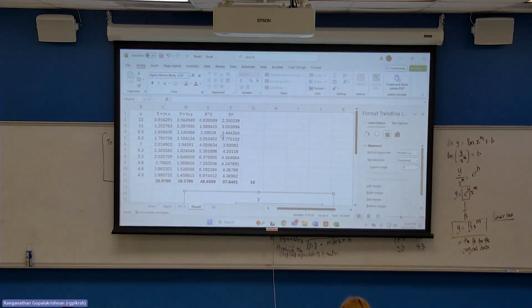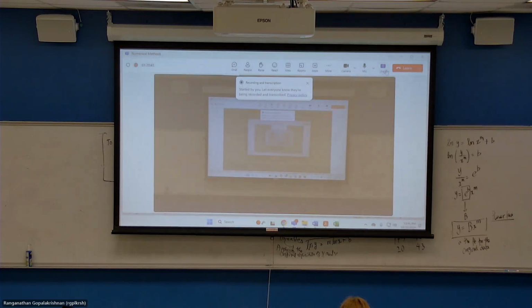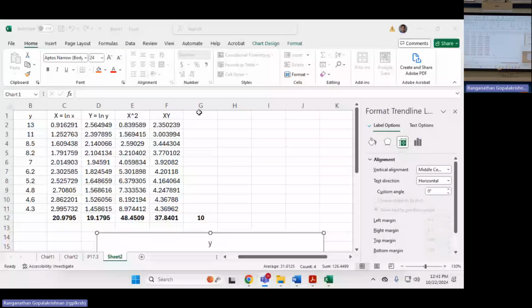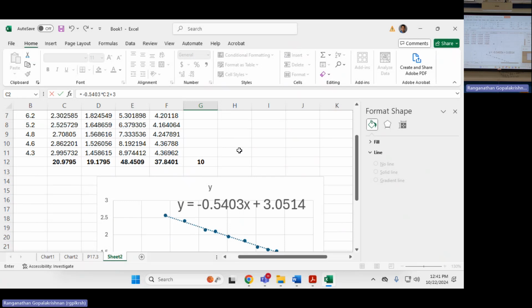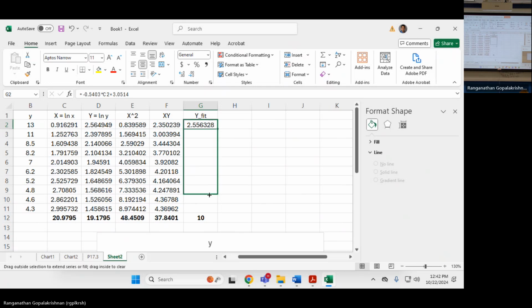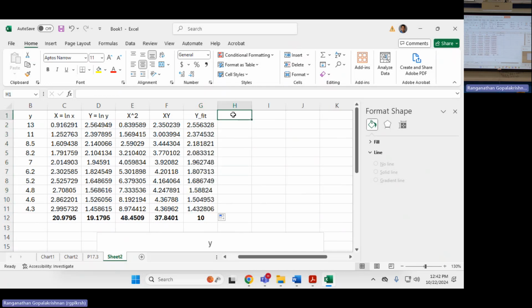So here is our data. Okay, let me screen share this. All right. So here is Y fit. What is Y fit? Y fit is minus 0.5403 times uppercase X plus 3.0514. Okay, I can calculate all the Y values here. And error, which is defined as Y fit minus Y, that would be this column minus this column.